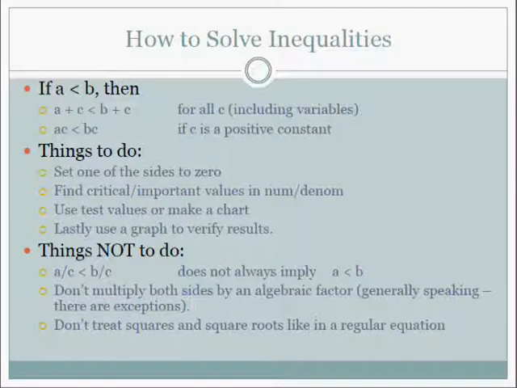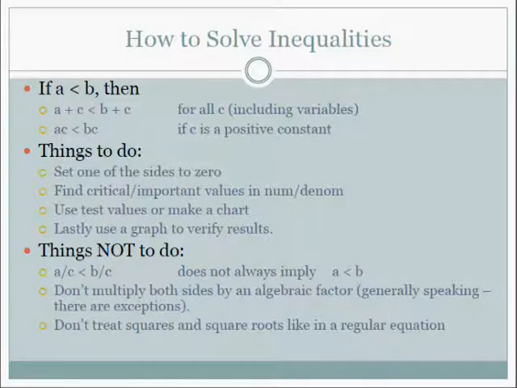Likewise, we need to find critical values. This can either be through factoring or just looking at the different things that are in the numerator and denominator to figure out, in what cases is the numerator going to change from positive to negative? In what places is the denominator going to change from positive to negative? How is that going to affect our function overall? So we need to find those critical places where the numerator might be 0, where the denominator might be 0.